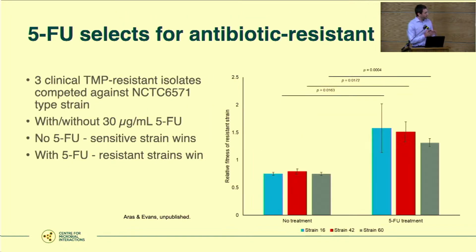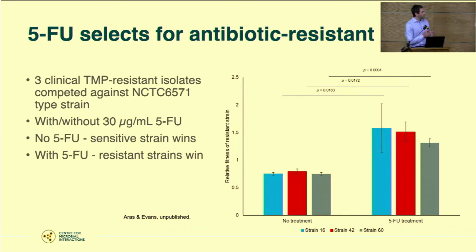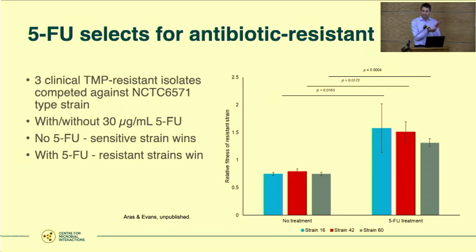So that was all very good and interesting, but what I particularly wanted to know was what happens if you've already got a resistant strain and you're exposed to the drug. So what we did here was we took 3 clinical strains of Staph aureus that are trimethoprim resistant. To our knowledge, they've never been exposed to 5-fluorouracil before. And we mix them in a 50-50 mixture with a sensitive lab strain. Then you expose some to a drug and keep controls that you don't expose to a drug, and you just measure the frequency of the 2 different types you get out at the end, so a simple competition assay.